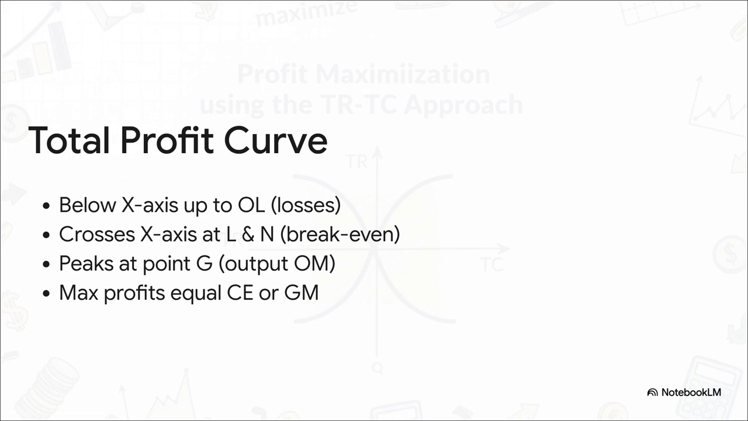Up to output OL, the TP curve is submerged below the zero line, indicating negative profits, losses. It then perfectly crosses the line at points L and N, which perfectly match up with our break-even points, where profit is exactly zero. Between those points, the curve rises, cresting beautifully at point G, aligning exactly with output OM. The total profits earned at this ideal output level are visually equal to the distance of segment CE above or segment GM below. Past this peak, the curve slopes negatively, showing those profits vanishing as costs just start to spiral out of control.